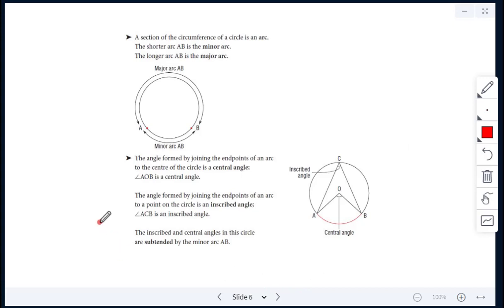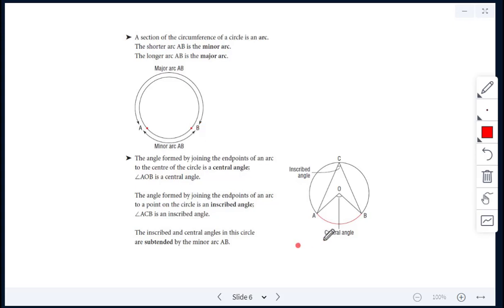Okay, so here again, just looking at terminology first. We have a point A and a point B on that circle. So that makes a minor arc. This smaller portion is the minor arc AB. And then the longer portion around is the major arc AB.